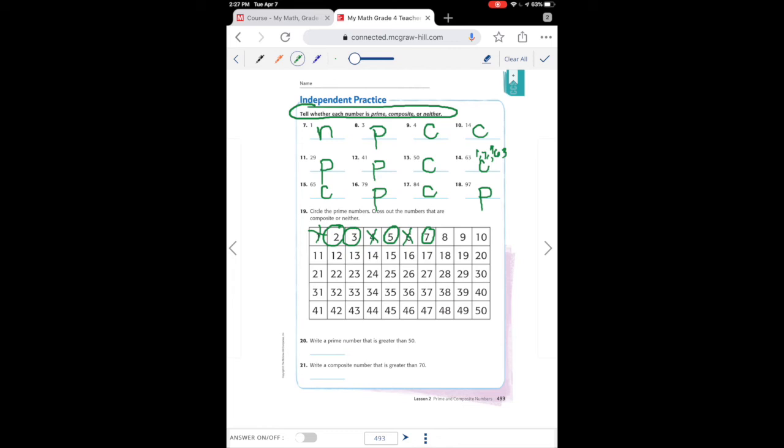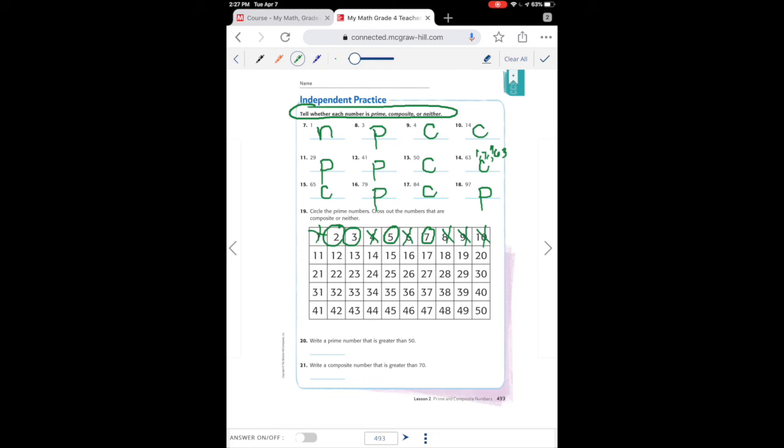8 has factors of 1, 2, 4, and 8, because 2 times 4 equals 8. So it is composite. 9 has factors 1, 3, and 9. 1 times 9 is 9. 3 times 3 is 9. So it's composite. 10, you can multiply 1 times 10. You could also multiply 2 times 5. So the factors are 1, 2, 5, and 10. Since it has more than 2 factors, it is composite.